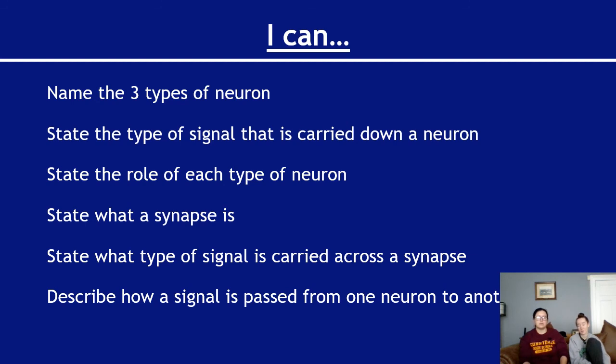You should be able to state what a synapse is: a gap between 2 neurons. You should be able to state what type of signal is carried across the synapse. And you should be able to describe how a signal is passed from one neuron to another: across a synapse with chemicals crossing the synapse gap. That's your classic 2-mark question, describe how a signal is passed. You get a mark for saying across a synapse and a second mark for saying by chemical messengers.